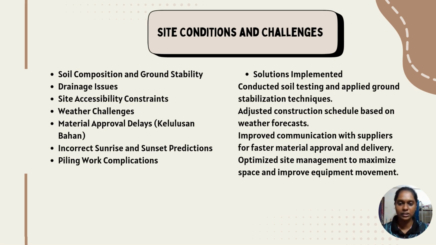Then weather challenges like heavy rain and extreme temperatures caused project delays, and the earthwork and concrete pouring were especially affected. For the material approval, which is kelulusan bahan, a slow approval process delayed the material procurement. And then the incorrect sunrise and sunset prediction, a misjudgment of daylight hours, caused potential glare on the field, which could have distracted players during gameplay.